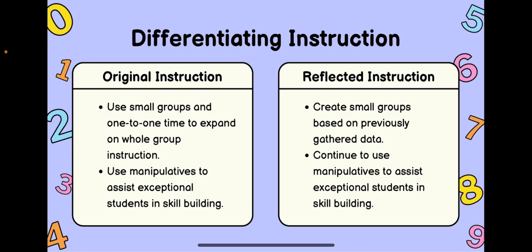So for differentiating instruction, my original instruction included the use of small groups and one-on-one time to expand on whole group instruction. I would continue to do this for small groups and one-on-one, but I would create small groups based on previously gathered data. So this could be a pre-test before the unit started, just to see which students have strengths in which areas, so that I can better group students in order to cater to what they specifically need instead of repeating foundational skills that they might already have.